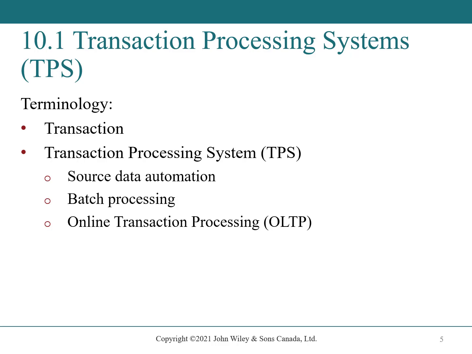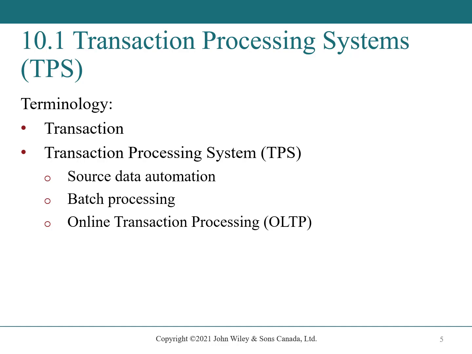Transaction Processing Systems, TPSs. The terminology we're going to talk about are transaction and transaction processing system, TPS, with source data automation, batch processing, and online transaction processing, OLTP. A transaction is any business event that generates data worthy of being captured and stored in a database. So a transaction could be a product manufactured, a service sold, a person hired, a payroll check generated.